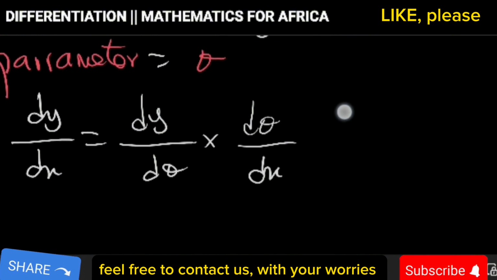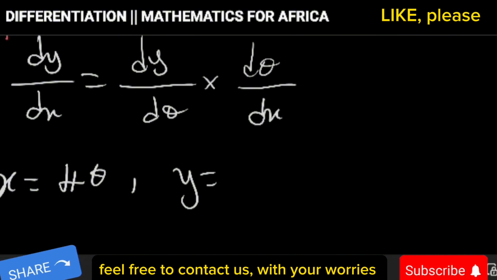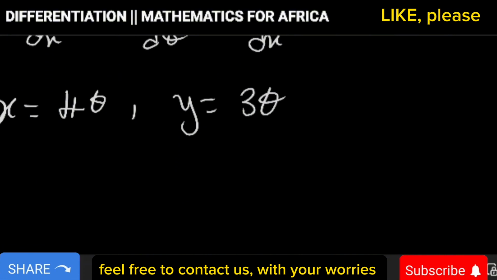Okay, let us now take an example to really make the concept crystal clear to you. To apply it, let us say our x is equal to 4 theta and our y equals 3 theta. Then let us look for our dx d theta.